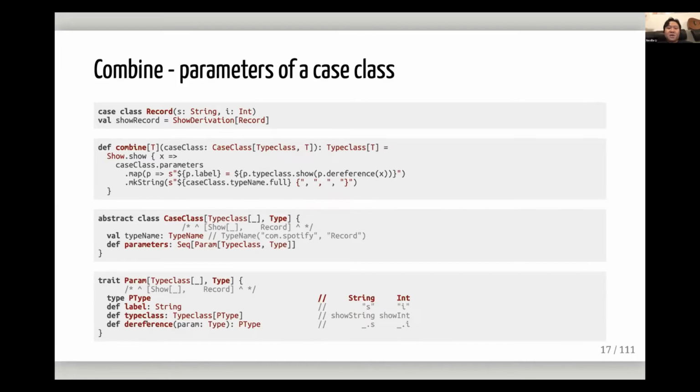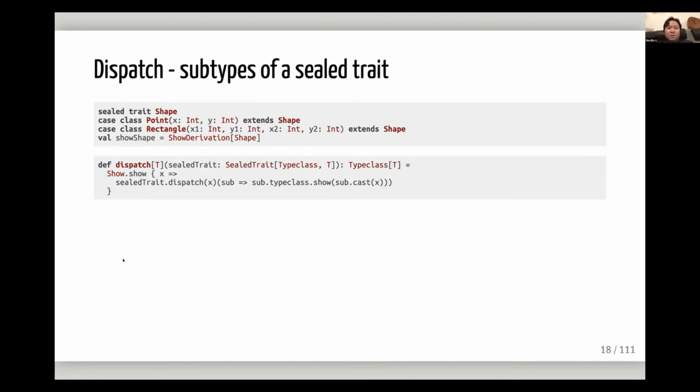So from the original type of Record, how to get a field of S or field of I. It's pretty straightforward. By doing this, we can derive type classes of Show for basically any case class. And the next one, let's take a look at the sealed trait.